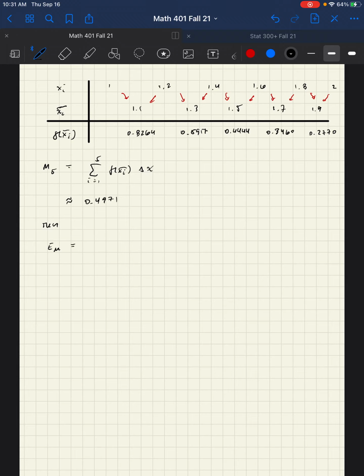This yields the error, I got a little ahead of myself. But this yields the error I minus m sub 5, which is 0.5 minus this, and that's approximately 0.0029. That's already a significant improvement. Okay, we're talking a full order of magnitude less than the error that we found using the left and right endpoint approximations. So it is a significant improvement.